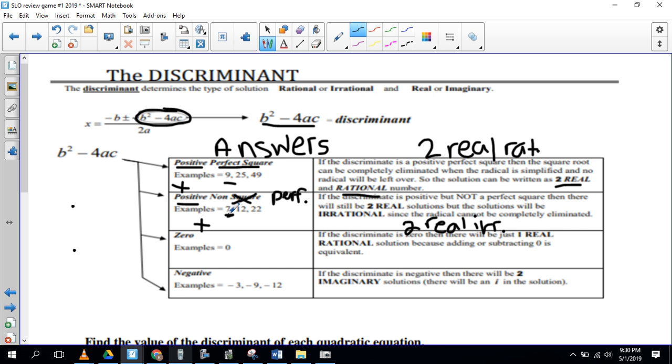So this is like Walmart, and this is like Ross. Because with Ross clothes, most of the time you look on the tags and they even say irregular. Okay? So what if you get an answer of 0? This is how I normally remember 0. It says 1 real solution, but I like to spell out the word 1, and you see that's like our 0 there. That tells me if it's 0, it's 1 real rational solution. Okay? So if I get a negative number, it doesn't matter what it is, it's going to be 2 imaginary. And it says there will be an i in the solution. Okay?